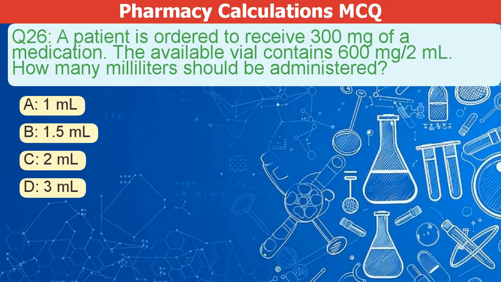A patient needs 300 milligrams of medication. The vial has 600 milligrams in 2 milliliters. How many milliliters should be given? A. 1 milliliter. B. 1.5 milliliters. C. 2 milliliters. D. 3 milliliters.